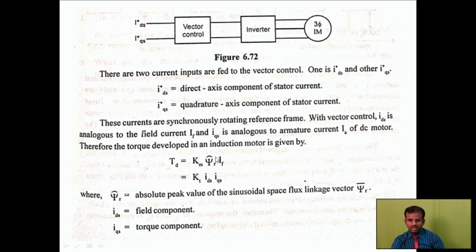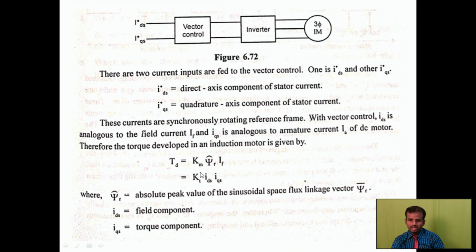So with this vector control, IDS is analogous to the field current, that is IF, and IQS is analogous to the armature current IA of the DC motor. And then the torque equation is that the torque developed in this induction motor is TD equal to Km psi F IF.